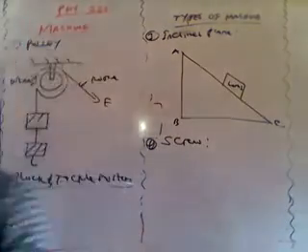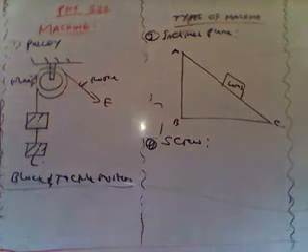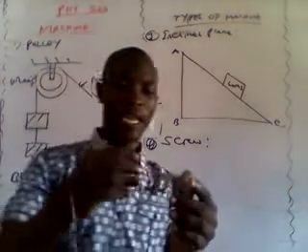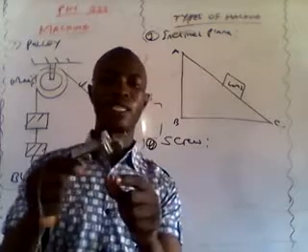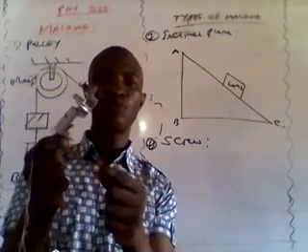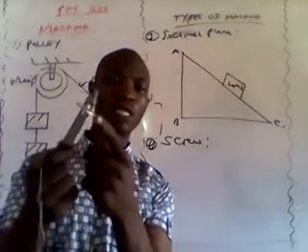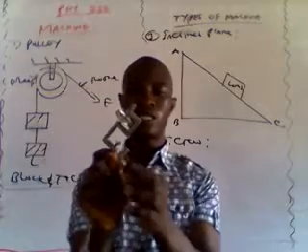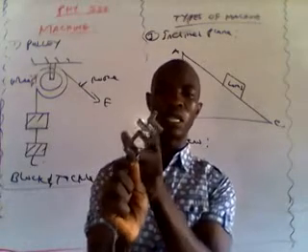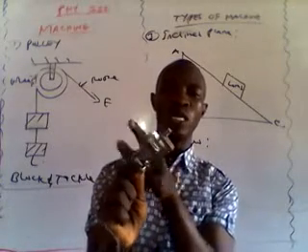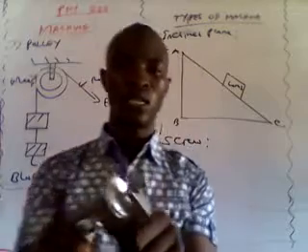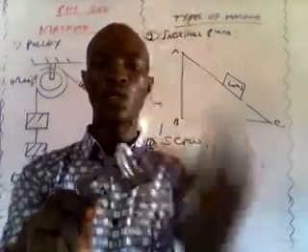Let me show you an example. I forgot that I have it here. This is what we call a simple pulley system. You can see it has only one wheel. This is the wheel. It has only one wheel.